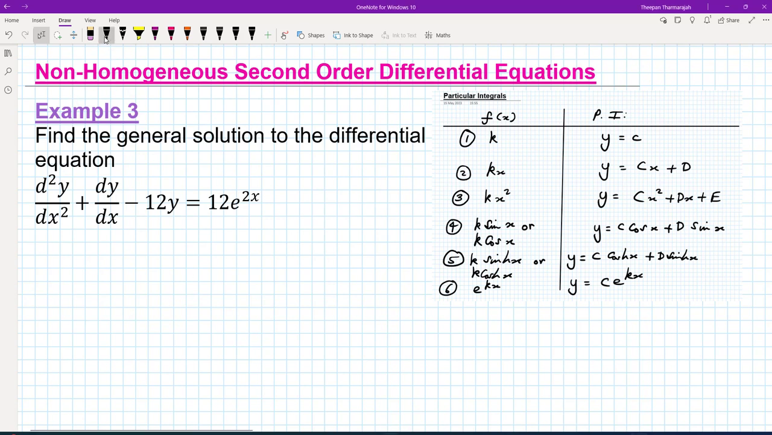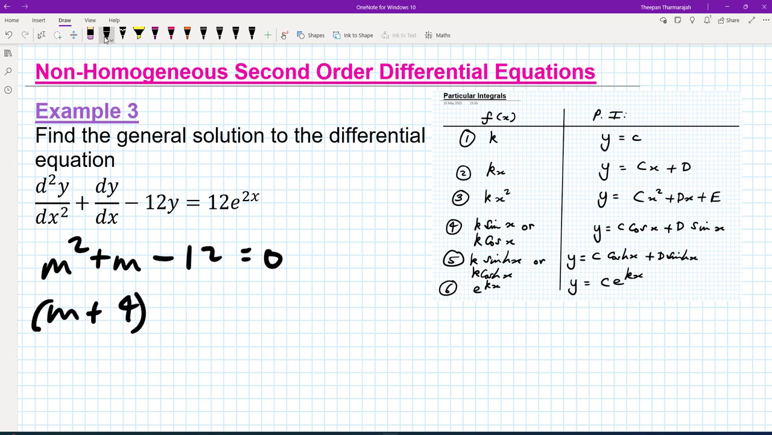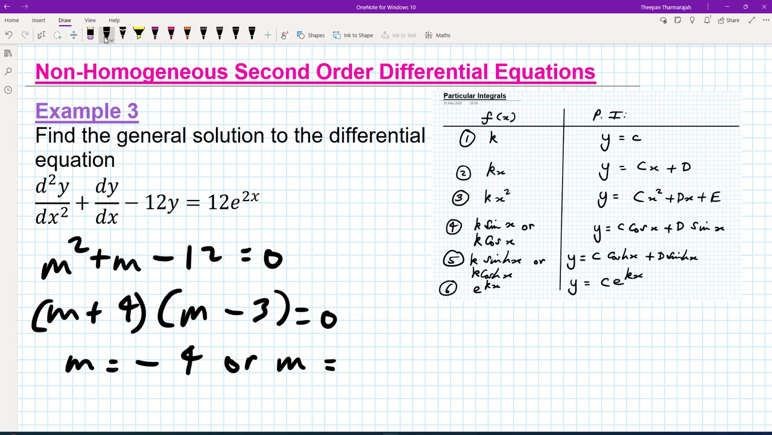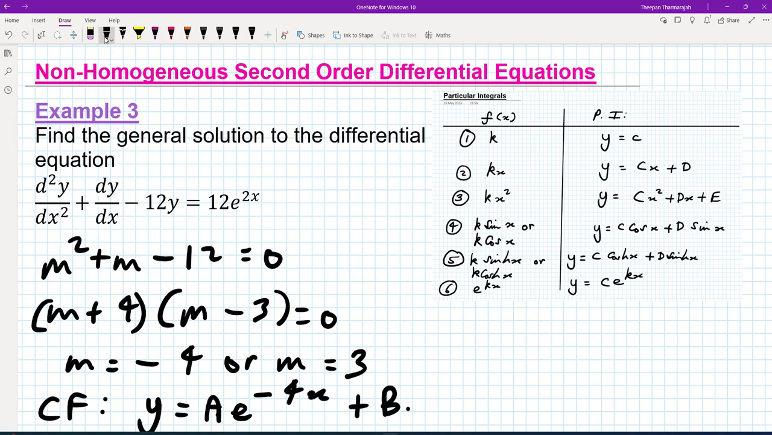Okay, welcome back. So we're going to work out the auxiliary equation, which is m squared plus m minus 12 equals 0. So we get (m plus 4)(m minus 3) equals 0. Hence our roots are m equals minus 4 or m equals 3. So our complementary function is y equals a times e to the minus 4x plus b times e to the 3x.